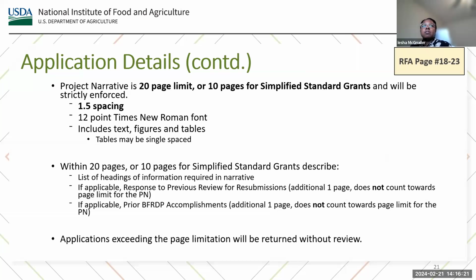Some other application details. The project narrative is a 20-page limit, or 10 pages for the simplified standard grants, and it is strictly enforced. 1.5 spacing, 12-point Times New Roman font, and that includes text, figures, and tables. Within the 20 pages, or the 10 pages for simplified standard grants, it would need to describe the list of headings of information required in the narrative. If applicable, a response to previous review for resubmissions, which would be an additional 1 page that does not count towards the page limit.